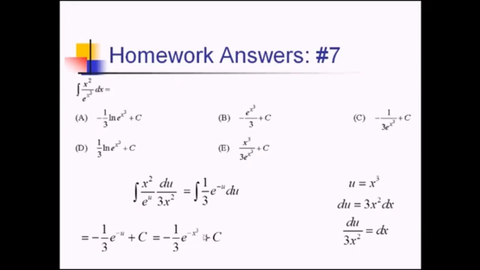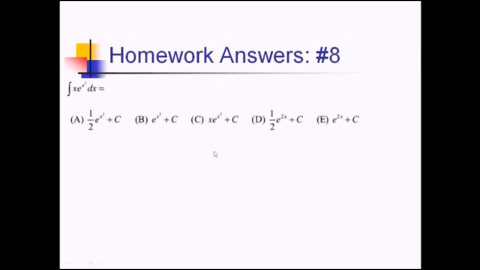And do I have an answer choice that has that in there? Well, pretty close. I need something negative. The only negative options are a, b, and c. And it looks like c, they've moved the e to the x cubed downstairs. So let's go with choice c then, because I can do that with my exponent rules.